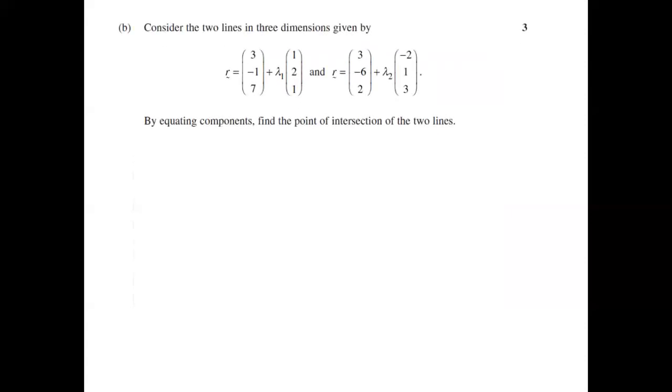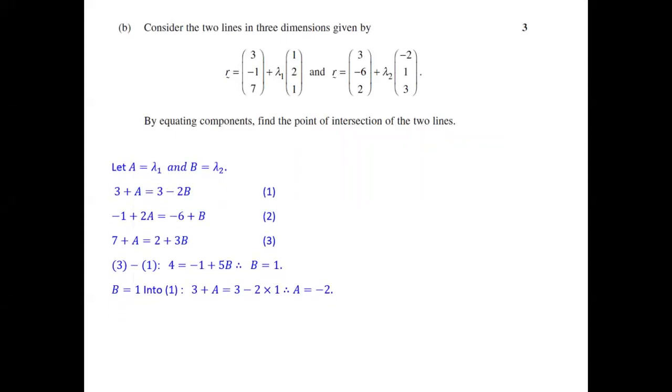This is part b, which involves vectors. As you can see, two vectors are given here. The question is, find the point of intersection of the two lines. The key thing here is to find the point of intersection, so it's quite a straightforward question. All they need to do is equate the two equations, the components, so they have to solve the simultaneous equations and find a and b.